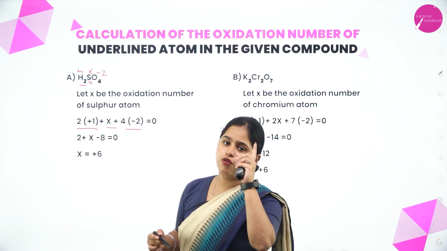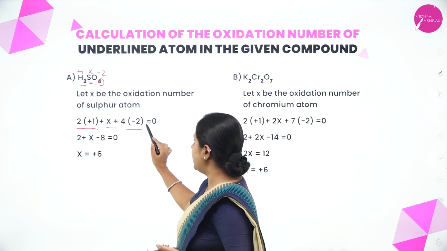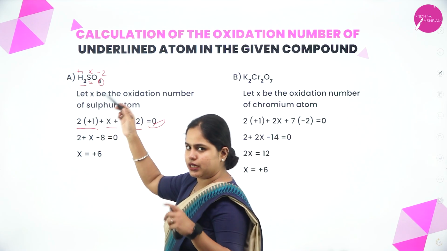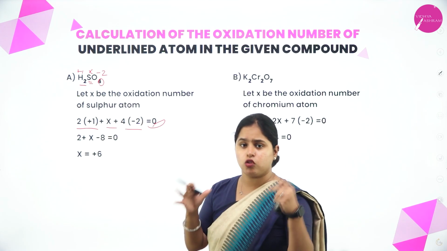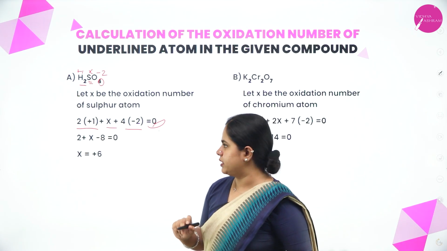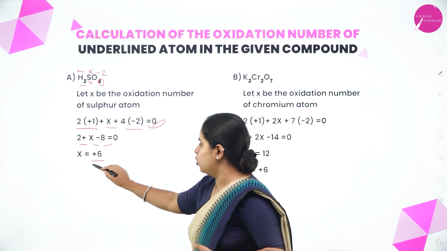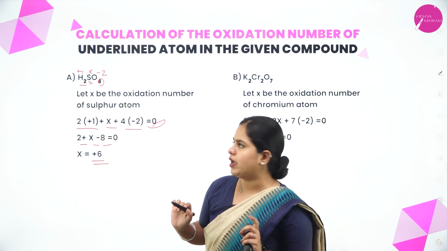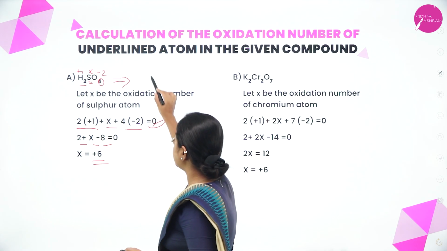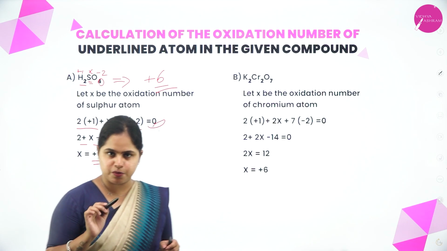Why 4 into minus 2? For 1 oxygen, it is minus 2, and there are 4, so 4 into minus 2 will be equal to 0. Why is it equal to 0? It is not having any charge. It is H2SO4, so it must be equal to 0. The algebraic sum of the oxidation numbers must be equal to 0. So if you simplify, it is 2 plus X minus 8 is equal to 0 and X will be equal to plus 6. Yes, this is how you calculate. So in sulfuric acid, the oxidation number of sulfur is plus 6, and it is very necessary to mention the charge as well.